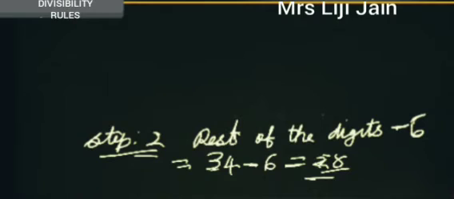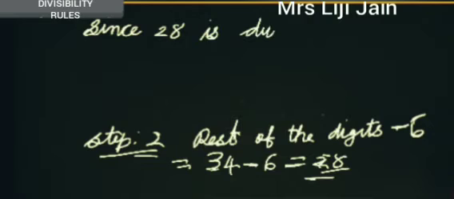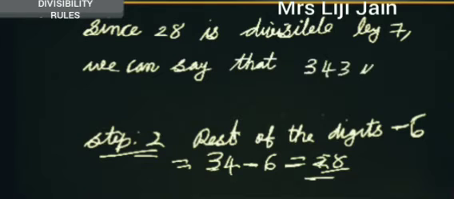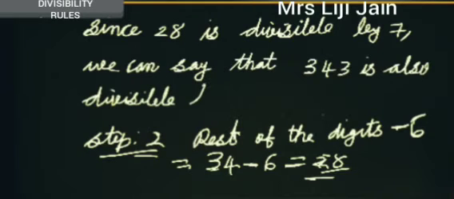So what can we conclude? Since 28 is divisible by 7, we can say that the given number, 343, is also divisible by 7. Okay, understood?